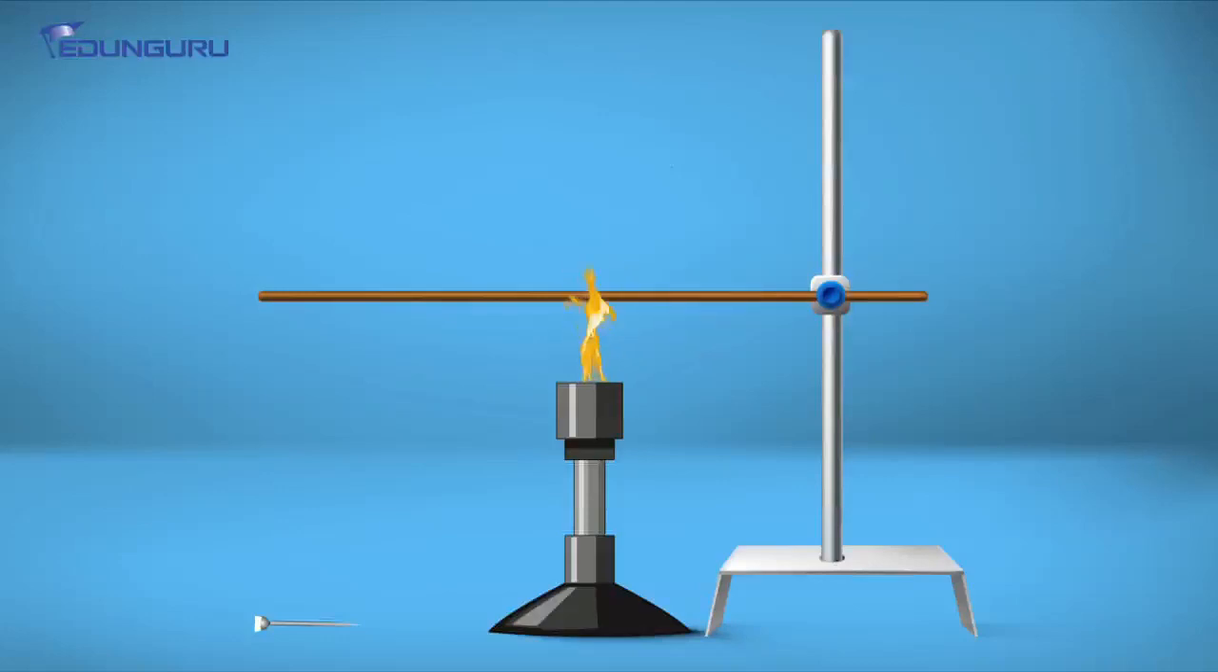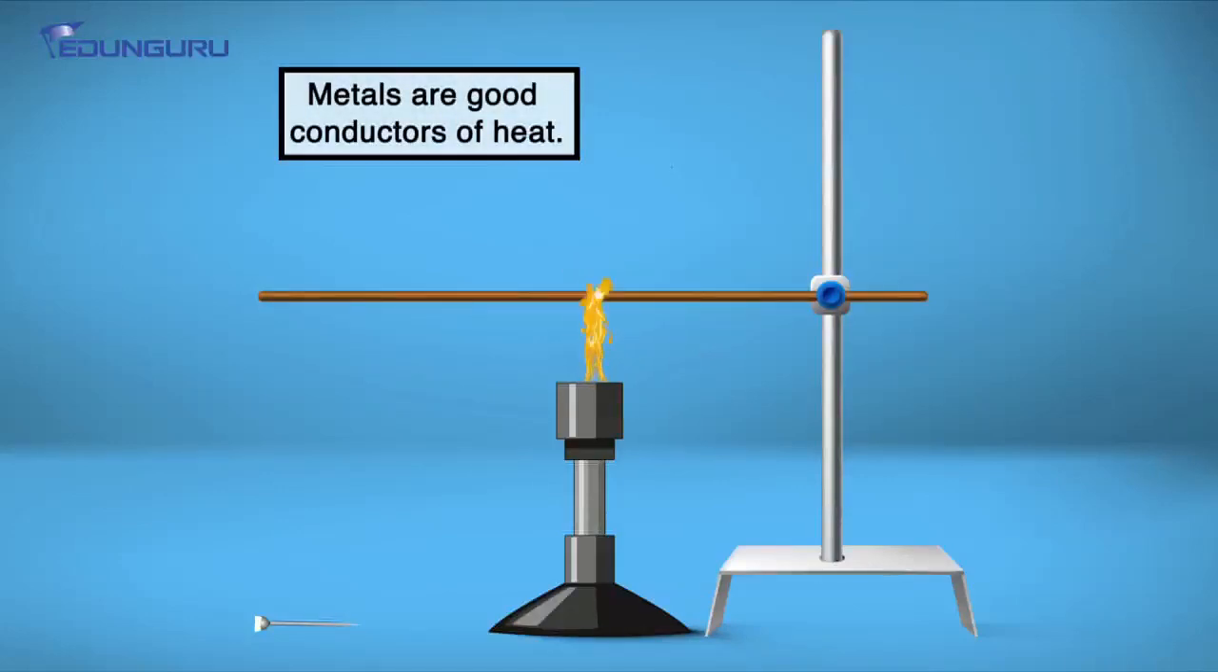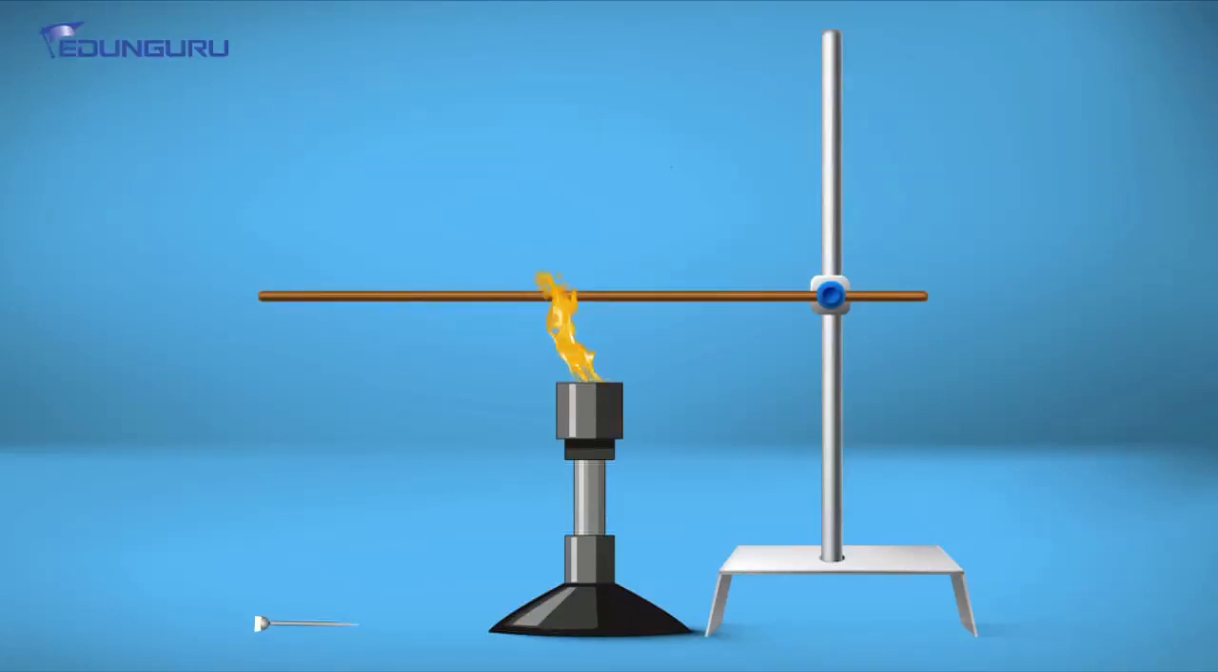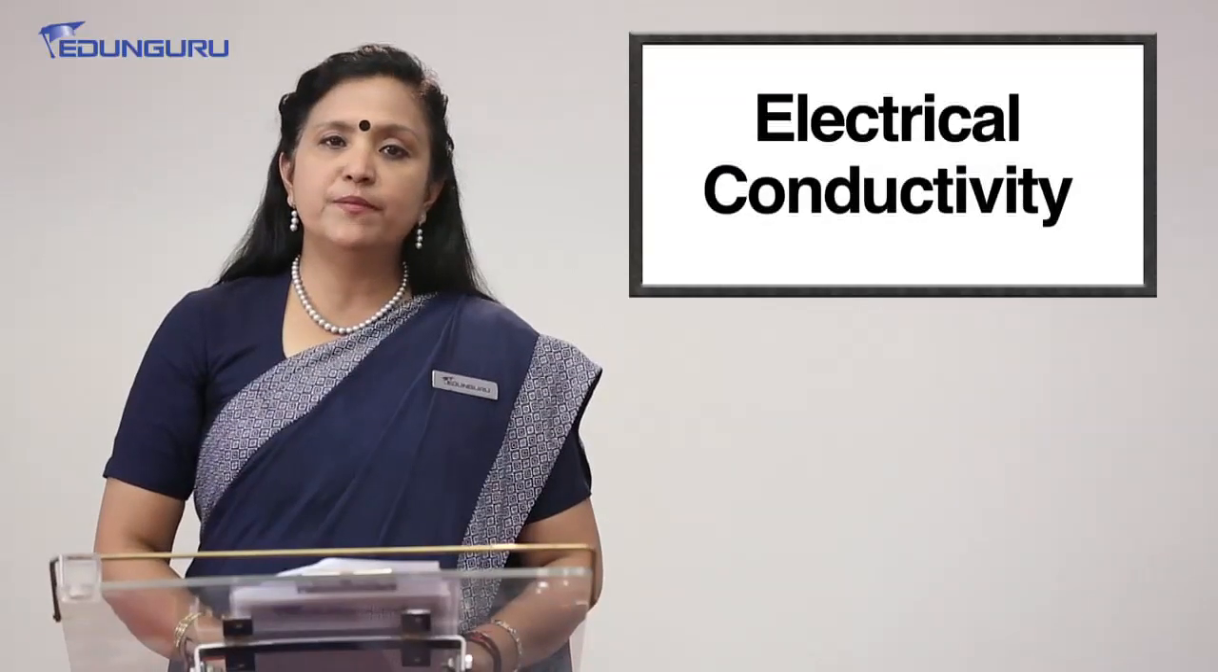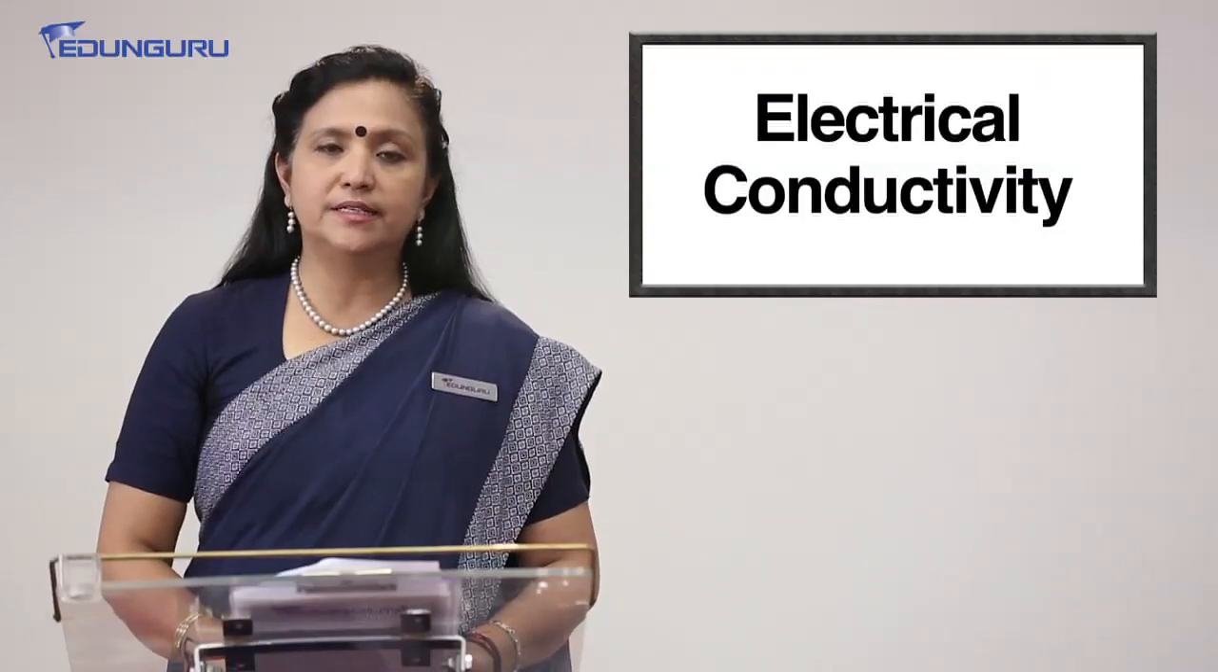This shows that the metal has passed the heat. So this shows the thermal conductivity of metals. If we allow the heating to continue for a very long time, nothing will happen to the metal. So this shows that metals have very high melting points. The next physical property of metals is electrical conductivity.